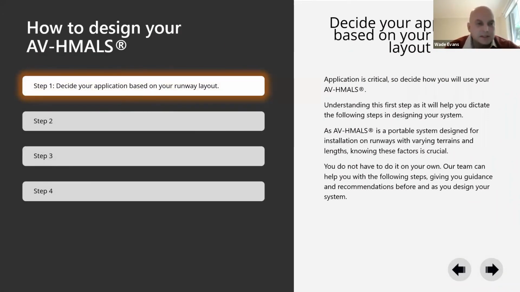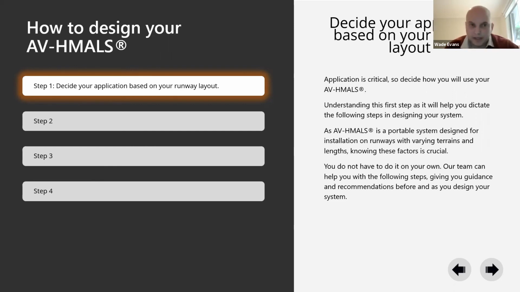And this is the same process that our sales team and our AvLight team would utilise in order to help you move through the AV-HMALS product line and decide what is the best configuration for your given application. So step one is always to decide the application and the runway layout for your implementation. So application is absolutely critical. What terrain is it going to be utilised? What is the length of the runway? What's it being used for, and what aircraft are going to utilise that deployment?